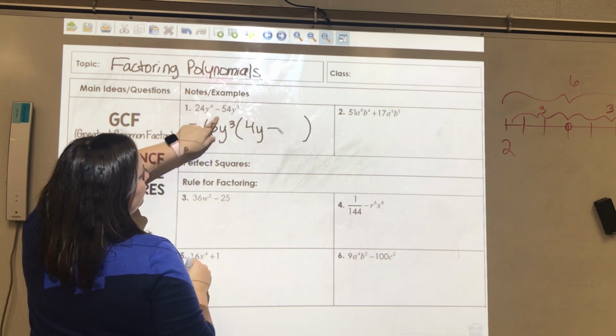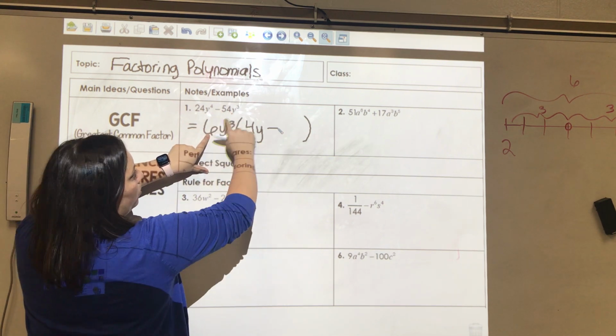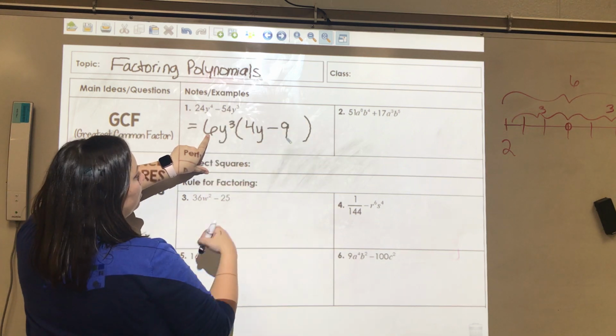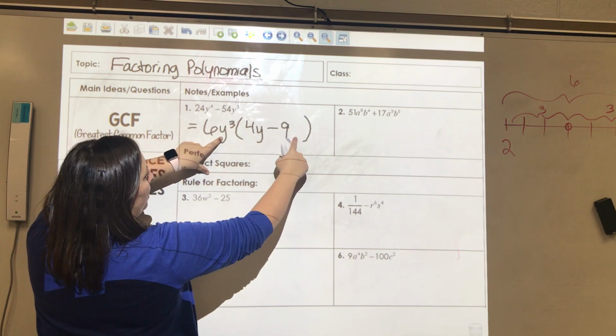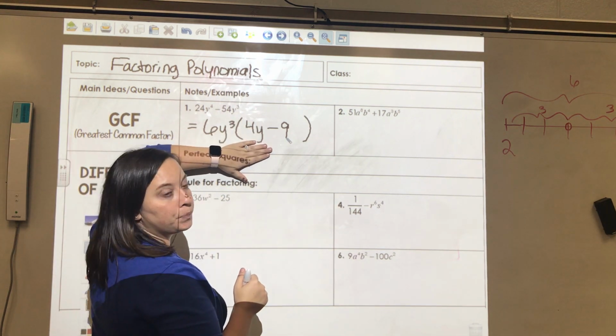Drop down your minus. Now we have 6y to the third times what gives me the second term? Well, 6 times 9 gives me 54. Y to the third times what gives me y to the third? We don't need to add anything, so this would be your answer right here.